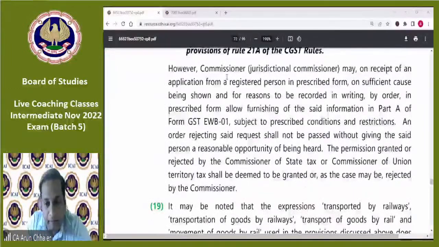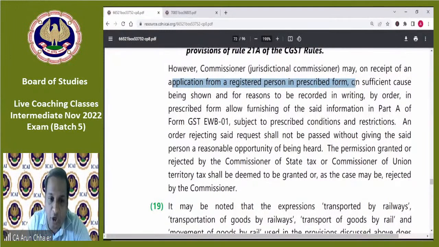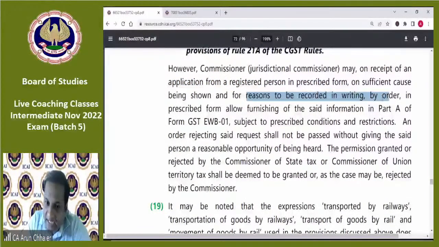However, the Commissioner may, on receipt of any application from a registered person in the prescribed form, on sufficient cause being shown, for reasons to be recorded in writing, by order in the prescribed form, allow the furnishing of Part A of GST INS-01 subject to conditions and restrictions. So the jurisdictional Commissioner has the power.